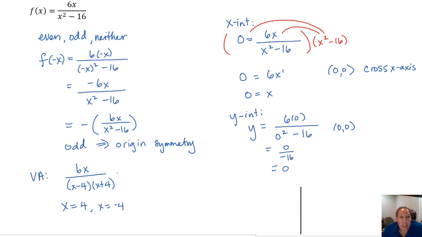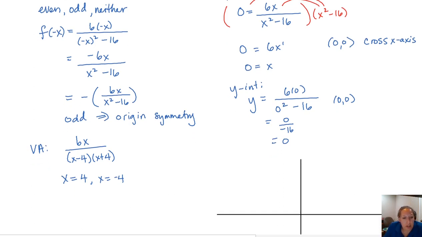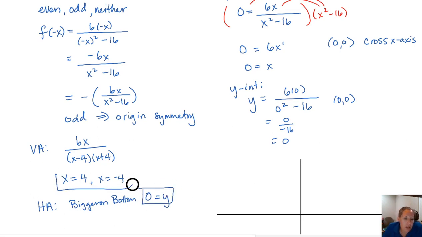For our horizontal asymptote, we're comparing the degree in the numerator versus the degree in the denominator. In this case, it is bigger on bottom. And so the acronym BOBO tells us that if it's bigger on bottom, we're going to get 0, and that does mean y equals 0 is going to be our horizontal asymptote.